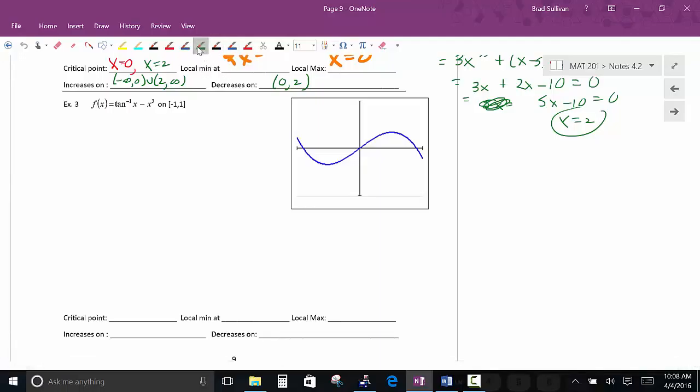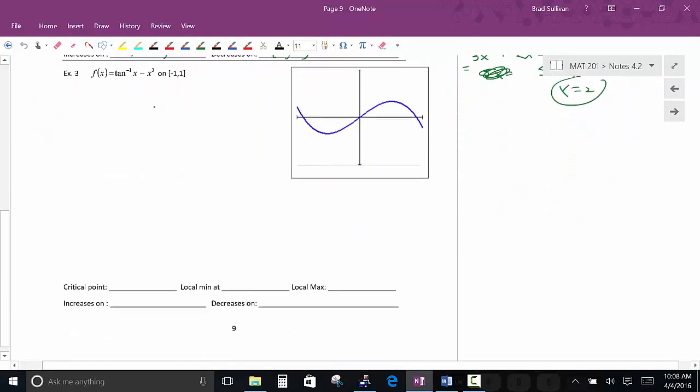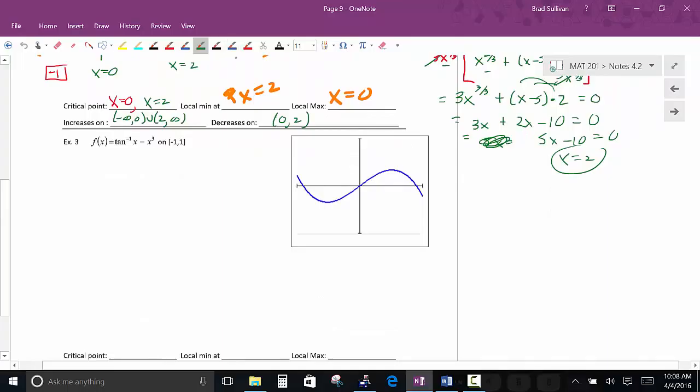All right. So let's go ahead and do this example 3, and then I want to finish up here with talking just a little bit about concavity. Okay. All right, we go to this thing. We're going to do the first derivative of this. So you've got to know what the derivative of the arctangent, or the inverse tangent, is. That's the one that goes like this. It's 1 over 1 plus x squared. That's what the derivative of that is.